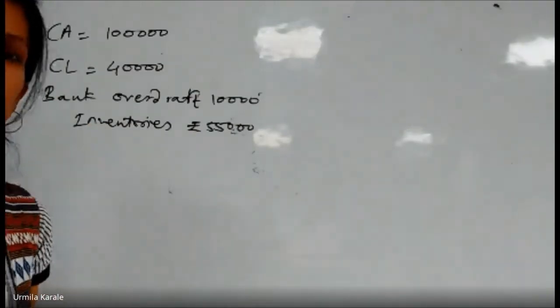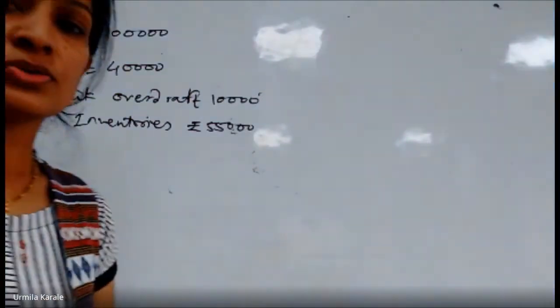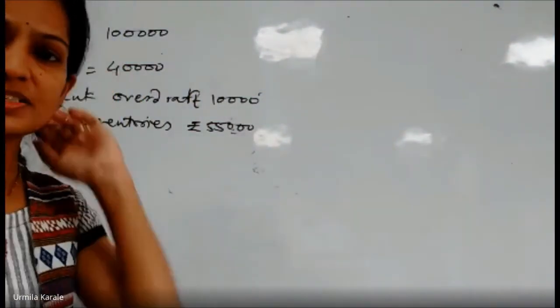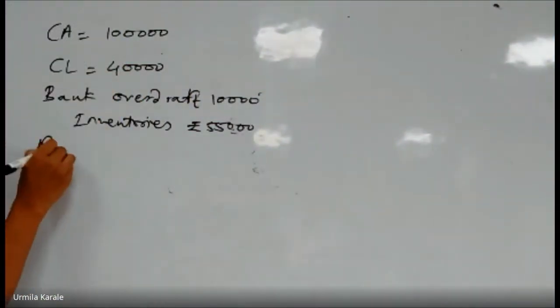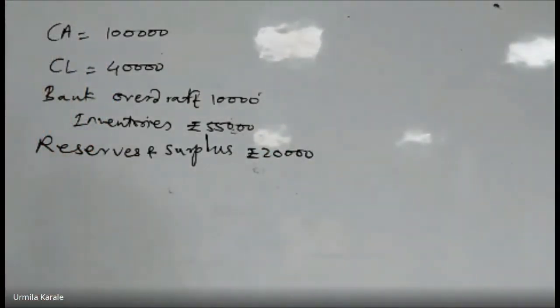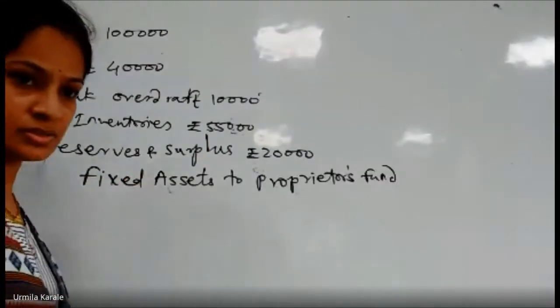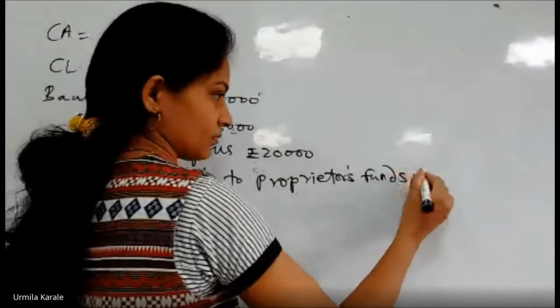Now, if I give you some additional information, just a minute, I'll inform you what exactly it is. In addition to this, if I say reserves and surplus are 20,000, and one more piece of information, fixed assets to proprietors' funds, that is 0.75.